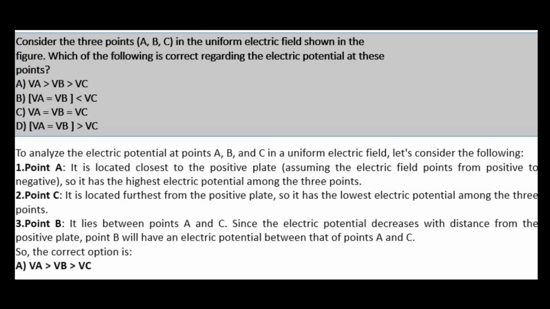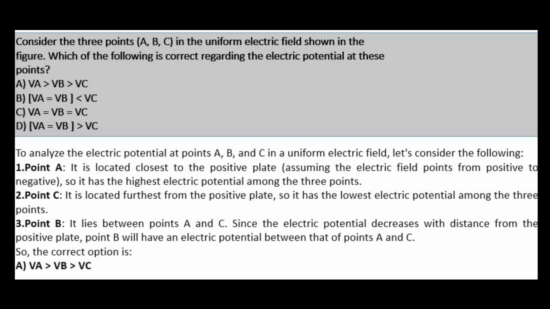Consider three points A, B, C in the uniform electric field shown in the figure. Which of the following is correct regarding the electric potential at these points? A. VA greater than VB greater than VC. B. VA equal to VB less than VC. C. VA equal to VB equal to VC. D. VA equal to VB greater than VC.